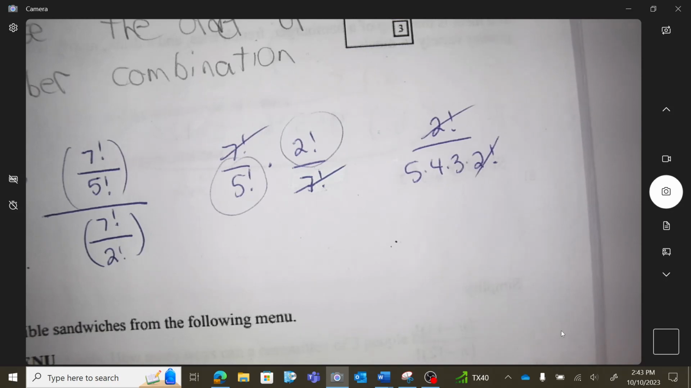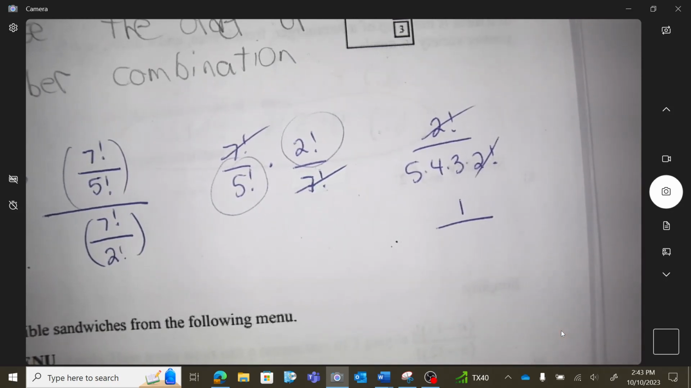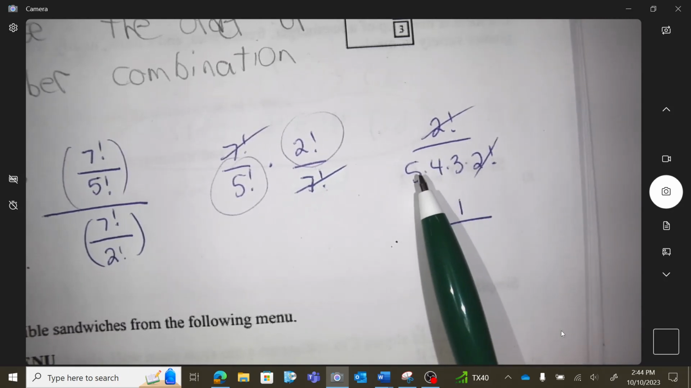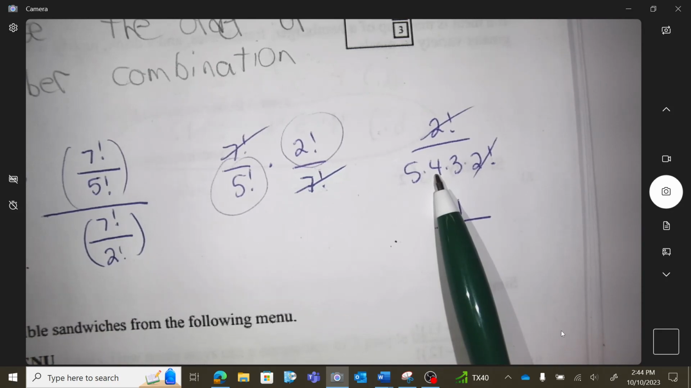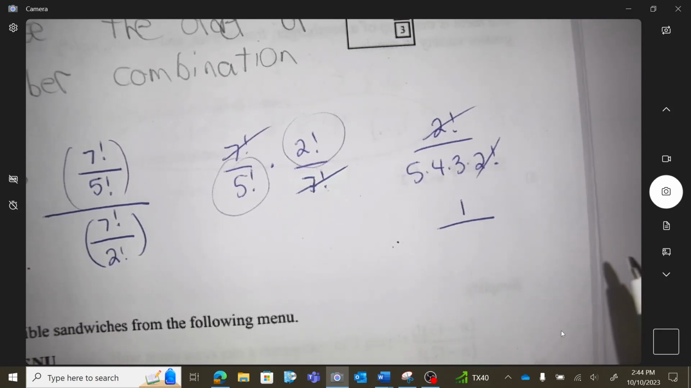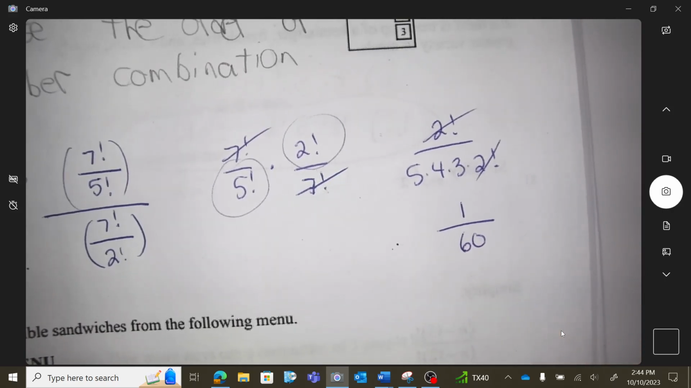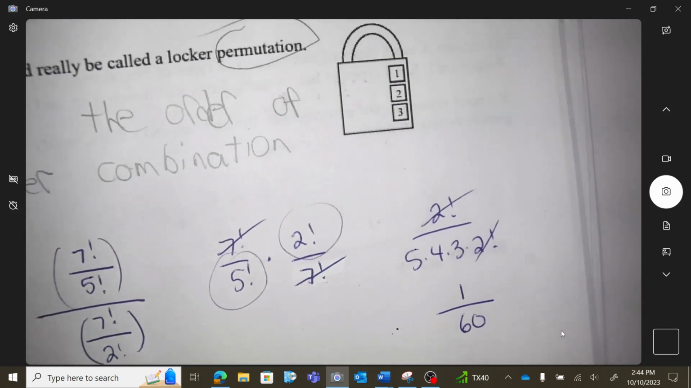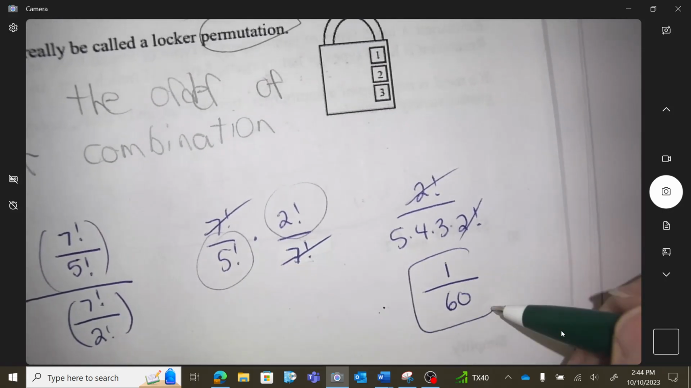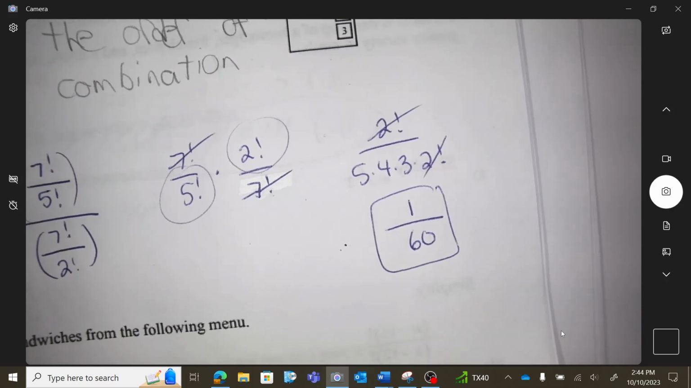Would you agree your answer is a fraction like this, 1 over? Yes. And then you can do this in your head, I promise you. What's 5 times 4 I would do first? 20. And then 20 times 3 or 2 times 3, 6, so 60. And then evaluate. So look at our end result, a number. That's what evaluate means, get to a number.